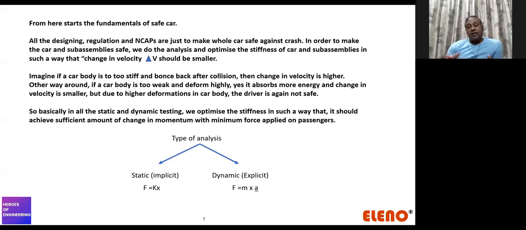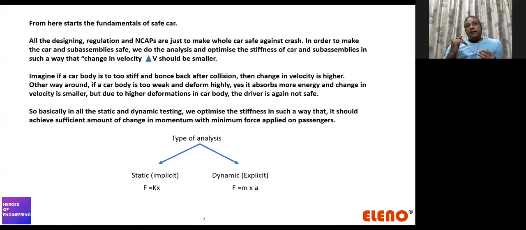It is not an elastic collision. So the car is too stiff, it is hitting, let's say, a rigid wall, or a lorry, and then it will bounce back. Just think in this way: the car is moving at 60 km per hour, hitting a lorry or a rigid wall, and then bouncing back. What does bouncing back mean? It means that now the car has a velocity in the opposite direction. That is the bouncing back.